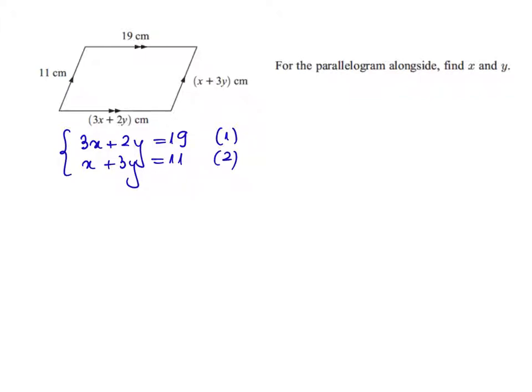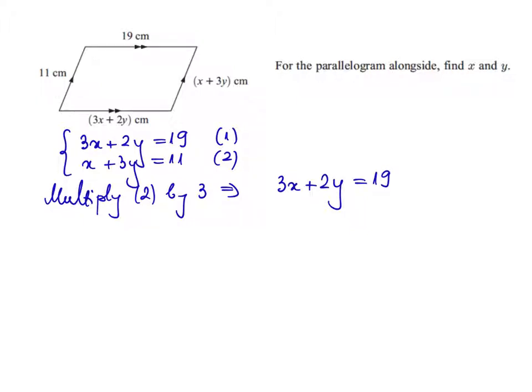Let's choose to eliminate x, because it's simpler just to multiply the second equation by 3. So multiply all sides of 2 by 3. My first equation stays as it is. You need to go with both equations. If you don't change anything, you copy it as it is. My second will be 3x plus 9y equals 33.